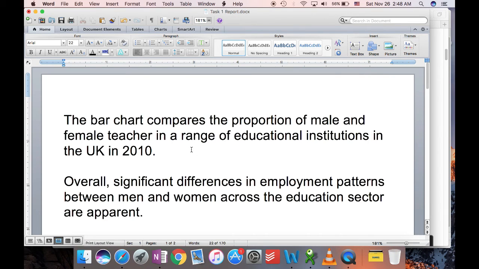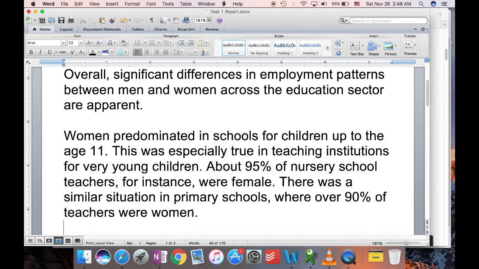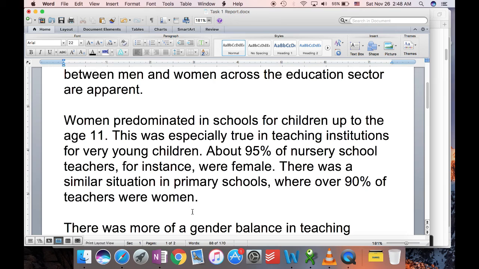Let's just read through that so we can check for any mistakes, any silly little grammar mistakes that can creep in and lose you marks. The bar chart compares the proportion of male and female teachers in a range of educational institutions in the UK in 2010. Overall, significant differences in employment patterns between men and women across the education sector are apparent. Women predominated in schools for children up to the age of 11. This was especially true in teaching institutions for very young children. About 95% of nursery school teachers, for instance, were female. There was a similar situation in primary schools where over 90% of teachers were women.